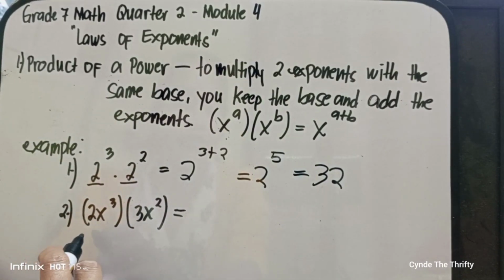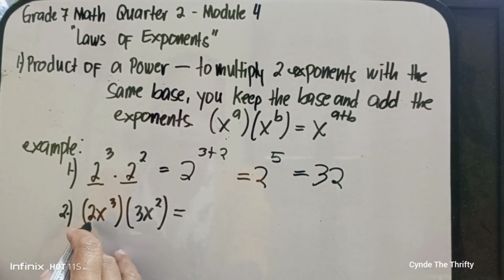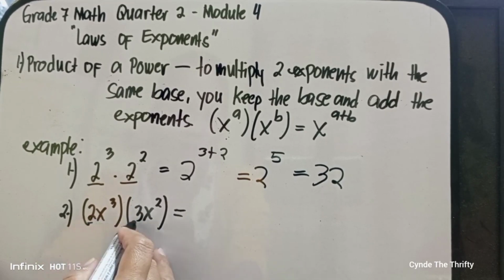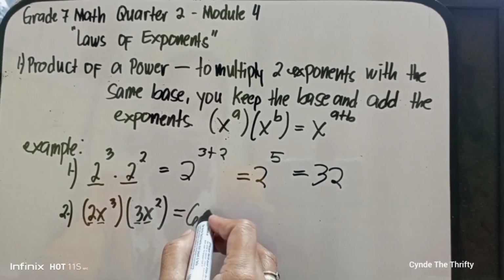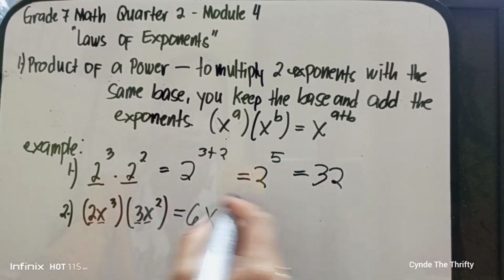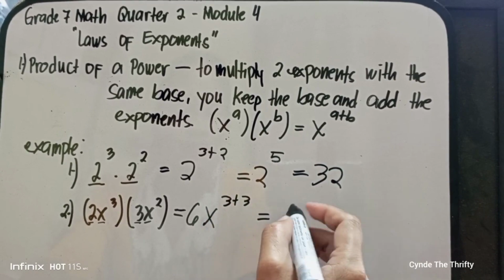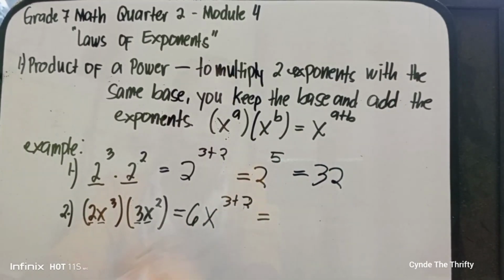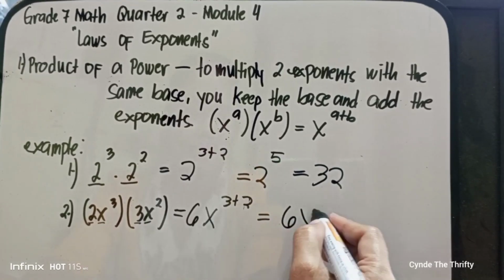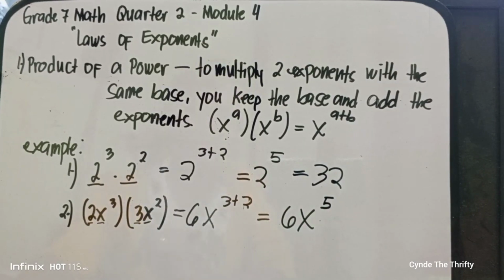Another example, 2x cubed multiplied by 3x squared. So, ang gagawin natin is i-multiply natin itong ating numerical coefficient which is 2 and 3. So, that is 6. And then, we have the same variable x. So, kopyahin natin si x. And then, i-add natin ang kanyang exponent which is 3 plus 2. So, ang sagot natin is 6x raised to the power of 5.